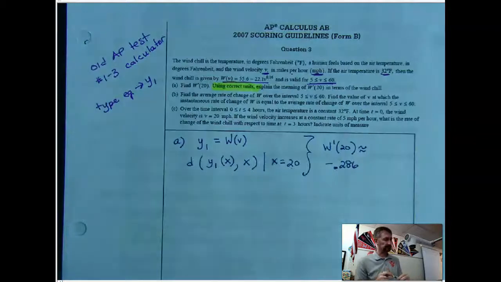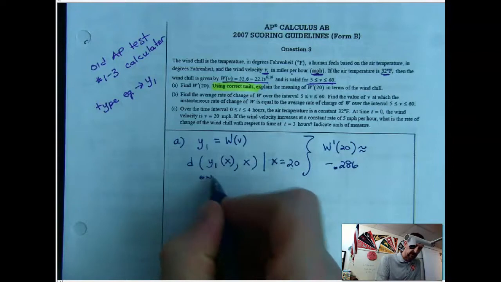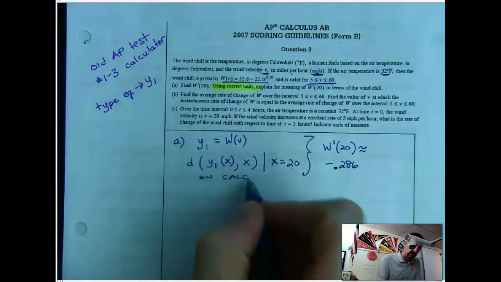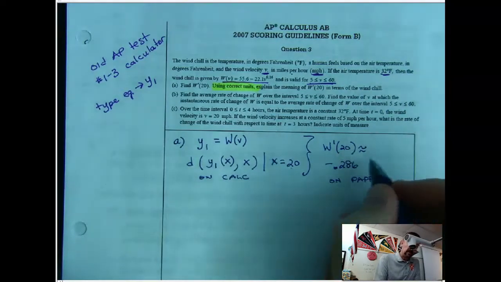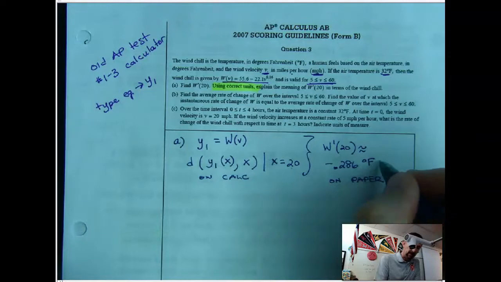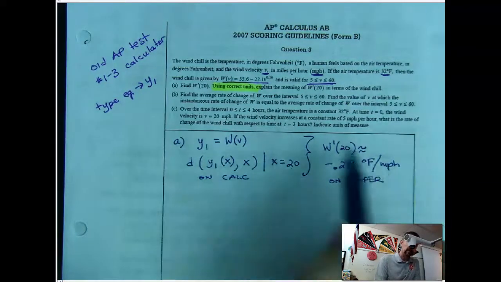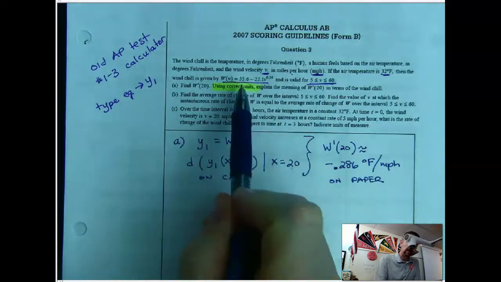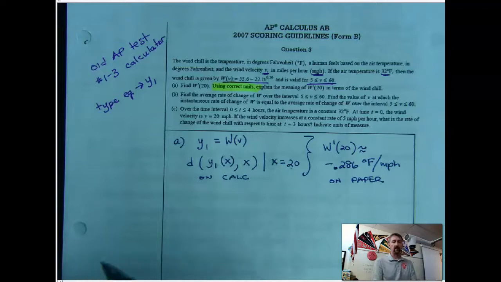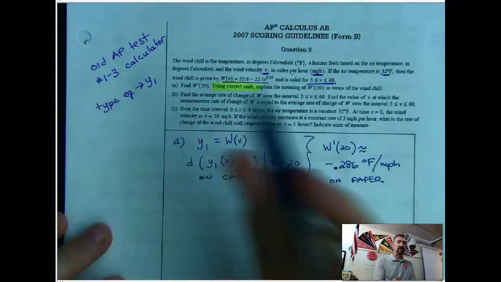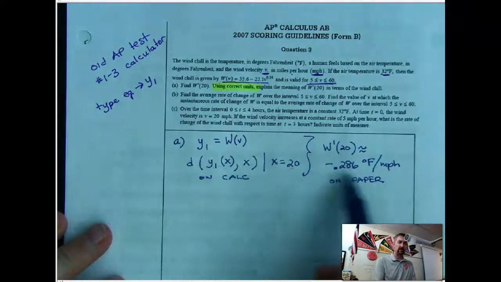Okay. So this is what you do on the calculator. This is what you put on your paper. Degrees Fahrenheit per mile per hour. So that might seem a little awkward to you, so you might want to look in there. V, the velocity, is in miles per hour. So if we take the derivative of that, we're taking the rate of change of that.